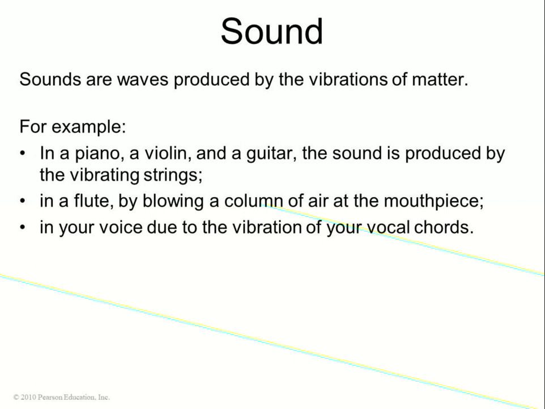In general, waves are produced by vibrations. So in the case of sound, sounds are waves that are produced by the vibrations of some matter. For example, in musical instruments with strings, like a piano or a violin, the sound is produced by the vibrating strings. In other musical instruments, sound is produced by blowing a column of air. In the case of a human voice, our voice is produced due to vibrations of the vocal cords.